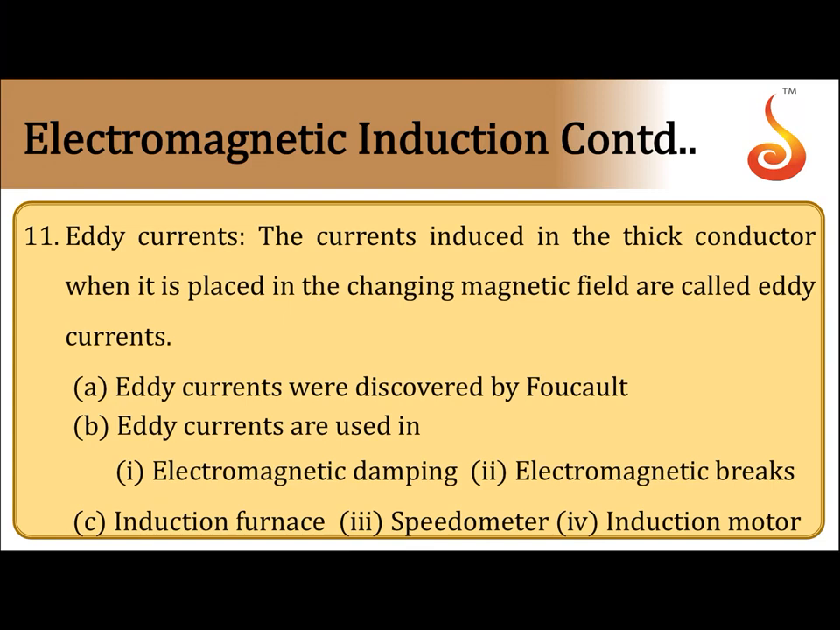Next, coming to the concept of eddy currents. Whenever a bulk conductor is subjected to a time varying magnetic field, circular currents are produced on the surface of the bulk conductor. These currents are called eddy currents. They were discovered by Foucault, and eddy currents are used in electromagnetic damping in some galvanometers, electromagnetic brakes in some trains, induction furnaces, induction motors, speedometers, and induction stoves or induction cooktops.